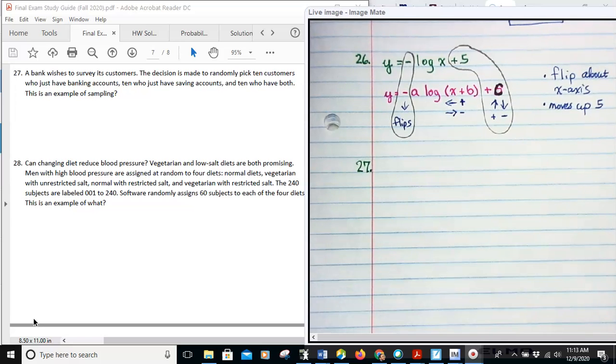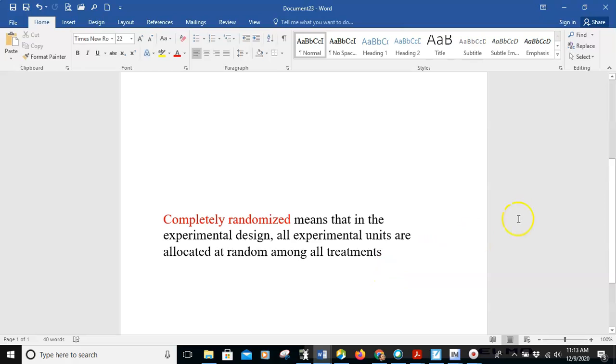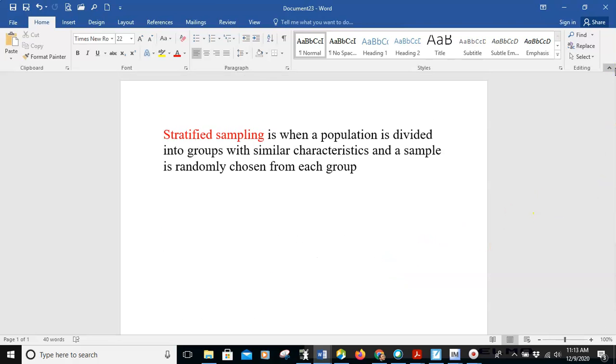So we talked about multiple different types of sampling, where we counted every 10 people, or we did clusters. We clustered people and then pulled a certain amount of random people out of each one of them. We talked about so many different ones. But the one we're looking for, if you go back to the sampling note, you'll see what we're talking about. The one we're talking about right now is not that one, it's this one, the stratified sampling. Stratified sampling is when a population is divided into groups with similar characteristics, and a sample is randomly chosen from each group.